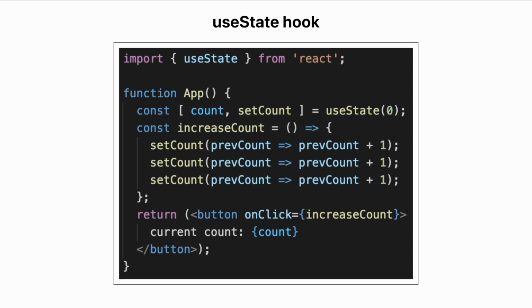We can replace the setCount(count + 1) with setCount of a function that takes the previous count and returns the updated value. That is, we are passing an updater function instead of a value. Now, when we click the button, the value is incremented by 3.